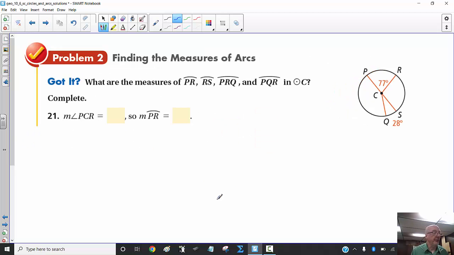Let's find all the measures of all this stuff. PCR was 77 degrees in that image, right? The central angle is 77 degrees. I just want to make sure we got this together. This is what I was about to say. PR is the same measure as the central angle. Perfect.